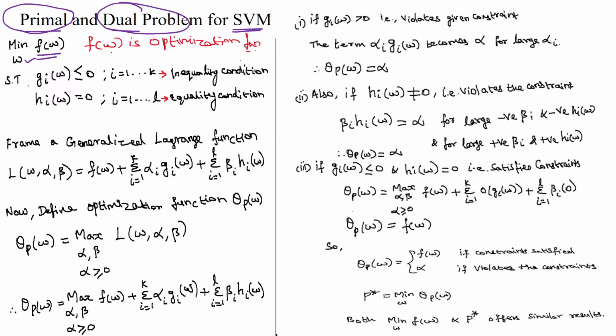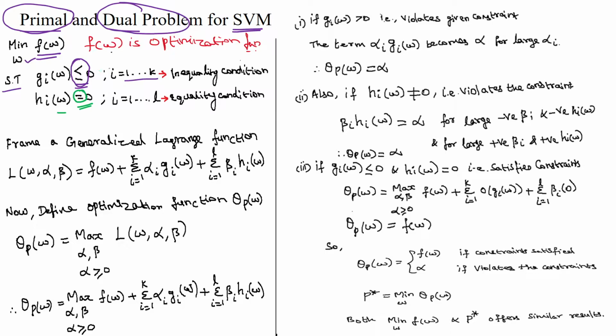So here, we are going to minimize the given optimization function f of w with respect to the parameter w subject to two constraints. One is gi of w less than or equal to 0, where i ranges from 1 to k. This is the inequality constraint, and the next one is hi of w equal to 0. This is the equality constraint.